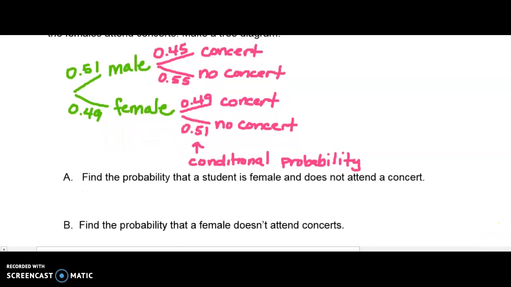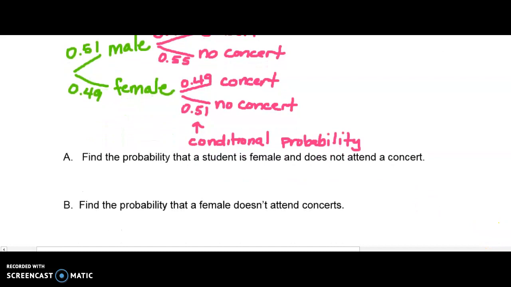All right. So it says find the probability that a student is female and does not attend a concert. So I want you to pause this video for a minute and see if you can figure out how you would figure that out. So go ahead and pause it, and then we'll come back and talk about it.